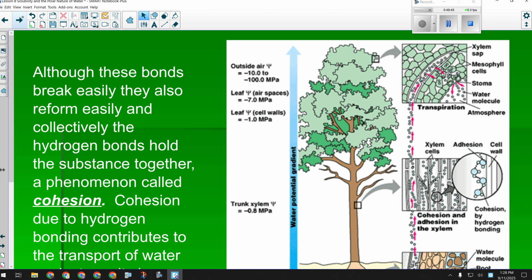We would see them hydrogen bonding to the cell walls on the inside of what are called the xylem tubes, okay? Because that's not water. Water is bonding to that, that's adhesion, okay? So we would see that. And we would also see cohesion. Water molecule to water molecule.